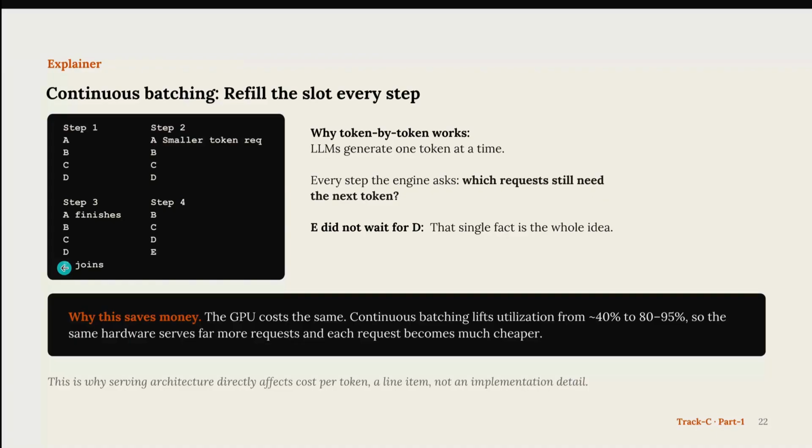LLMs generate one token at a time. Okay, every step the engine asks, hey, which requests still need the next token? So if E joins, E will not wait for D to finish. It will immediately join the queue if A has finished.